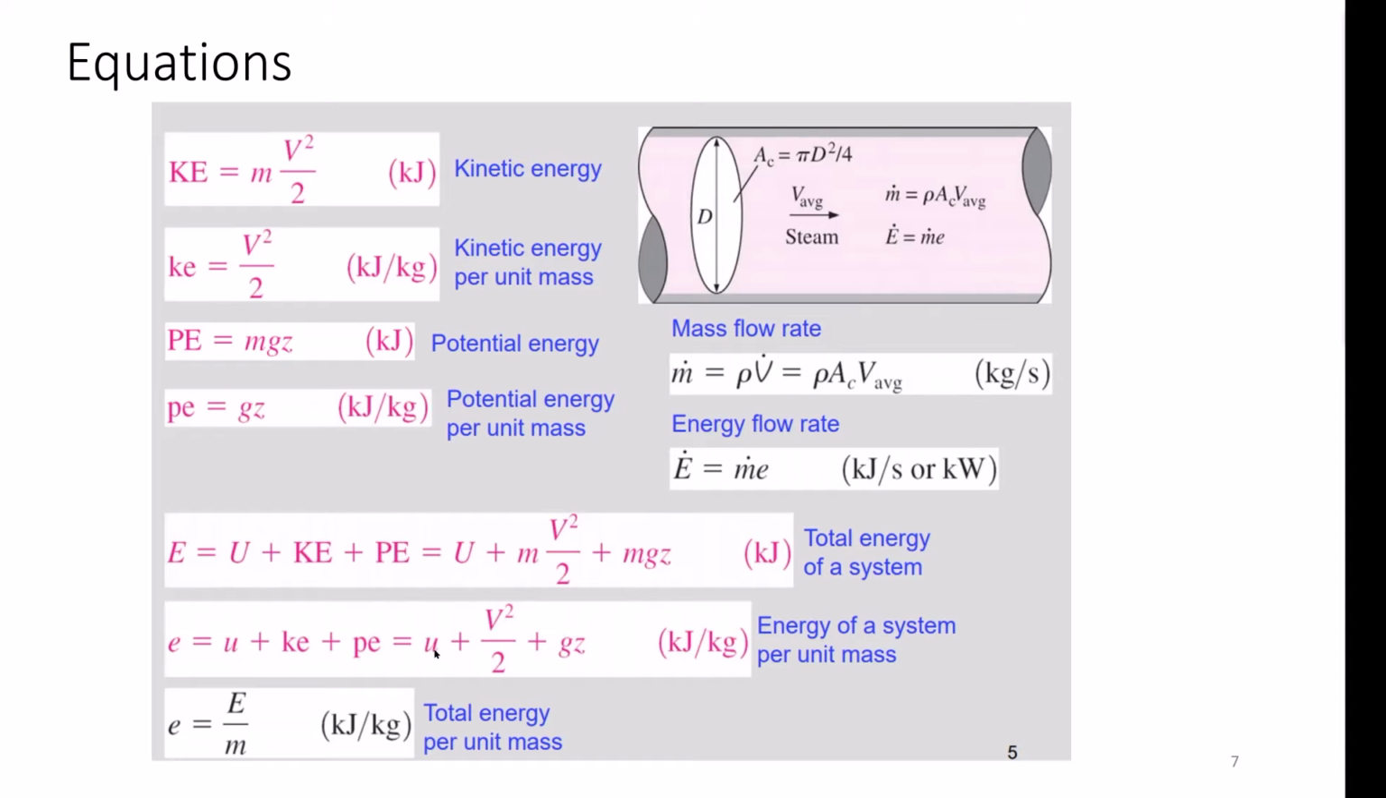We'd also rewrite that a little bit differently, and we can write it in terms of per unit mass. So we can divide out mass from each of these terms. When we do that, lowercase u is essentially the internal energy divided by the mass. Okay.